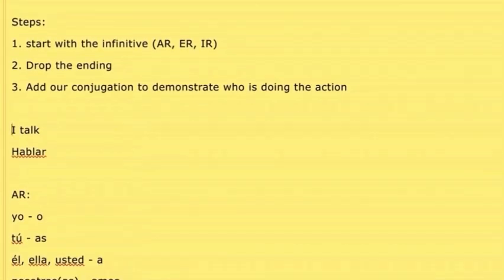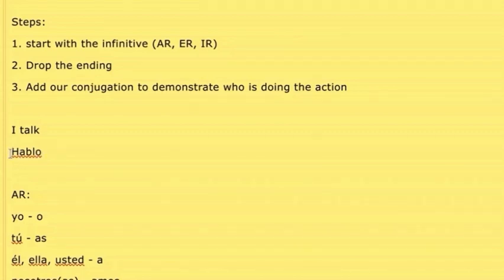So, what we're always going to refer to is this right here. This is known as a conjugation chart. So you can see yo goes to o, tú to as, él, ella, usted to a, and so on and so forth. So basically, if we wanted to say I, it's yo in Spanish, but we're going to use this ending. So we're going to take hablar, pull off the AR, and then finally add the O. Hablo, I talk.